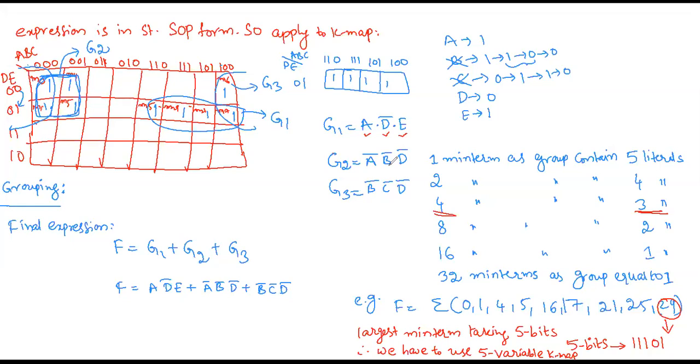Generally, they do not ask questions from the 5 variable and 6 variable K-maps because it will take a lot of time. If you have any doubt, we will go further. Otherwise, we will go to the 6 variable K-map. If you have any doubts, you can ask me. Okay, let us go for the 6 variable K-map.